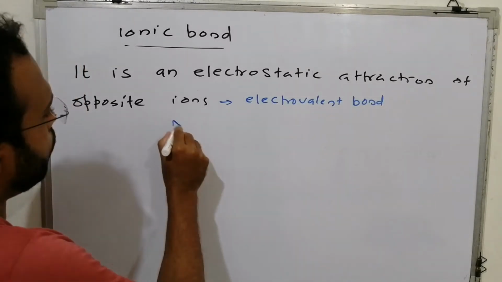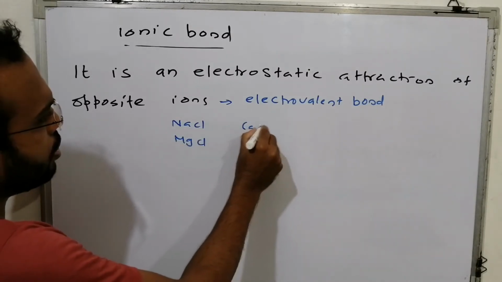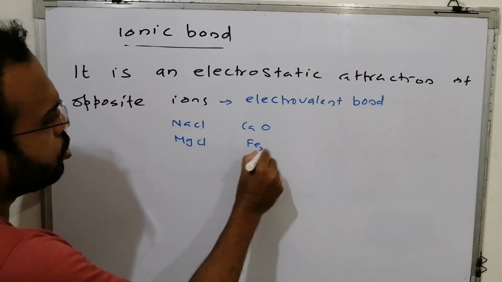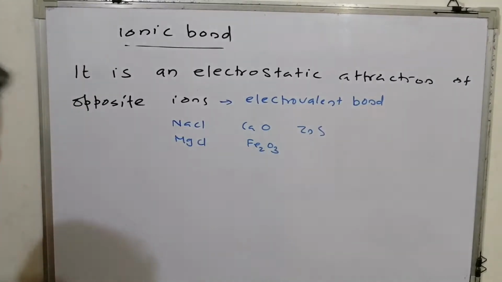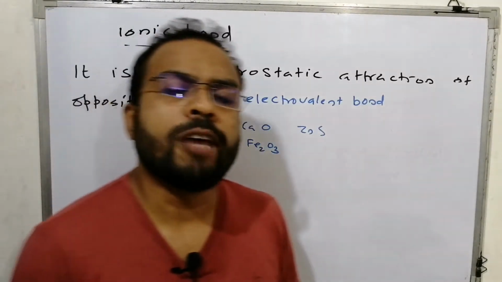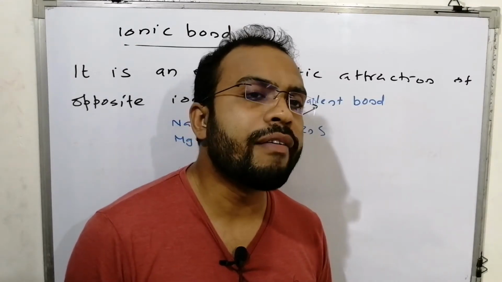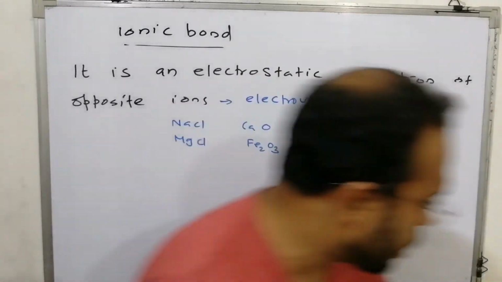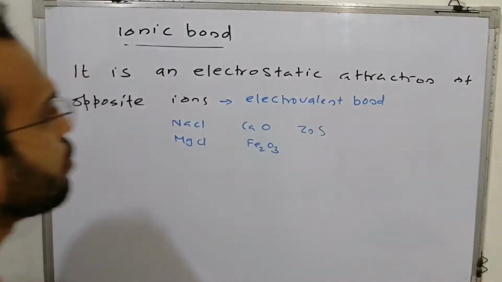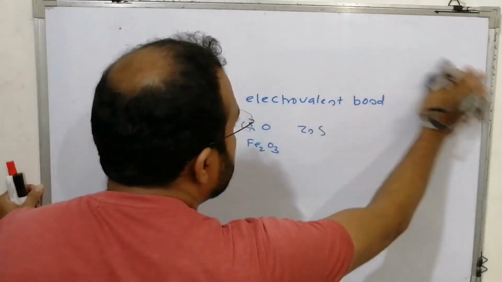Example, sodium chloride, magnesium chloride, calcium oxide, Fe2O3, zinc sulfate, etc. How do you identify a bond between two atoms are ionic or covalent or metallic? That's very important question. Okay, identification of bonds. That's also very important.